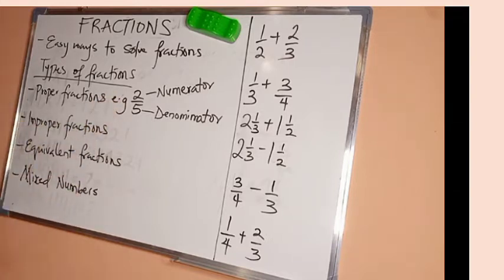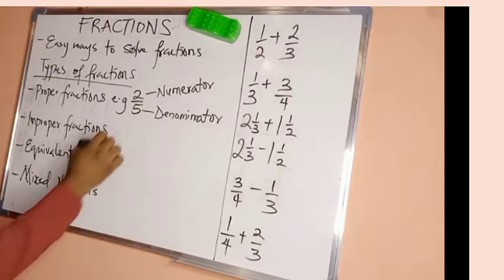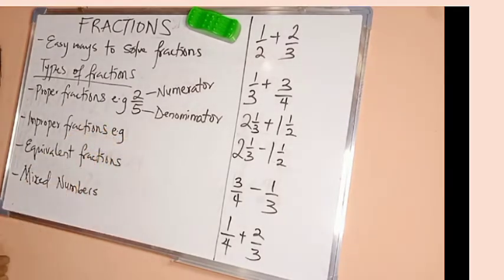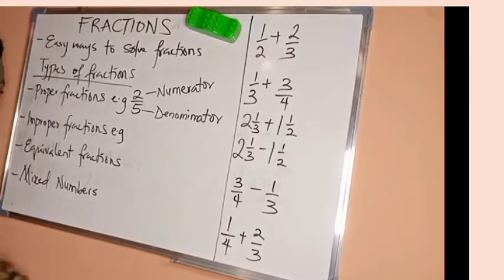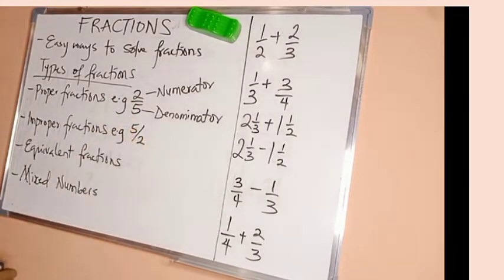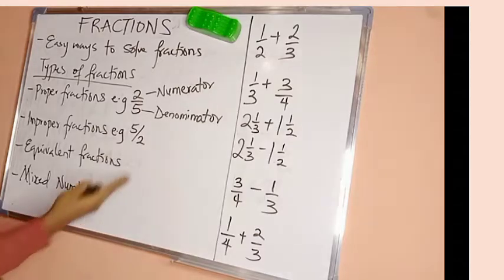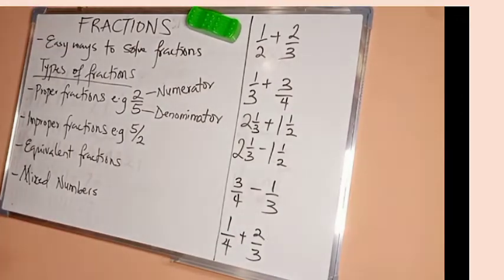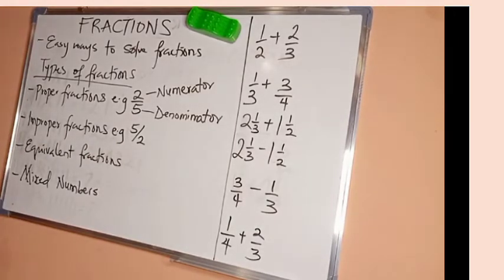But in an improper fraction, the numerator is larger than the denominator. Let's swap this. We have 5 over 2. This is an improper fraction. You can see here the numerator is larger than the denominator.